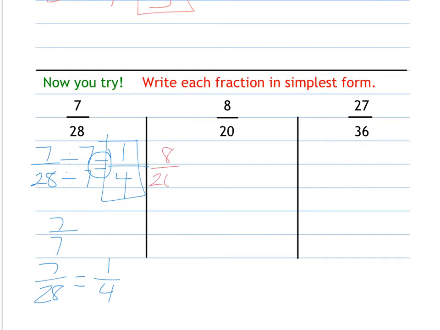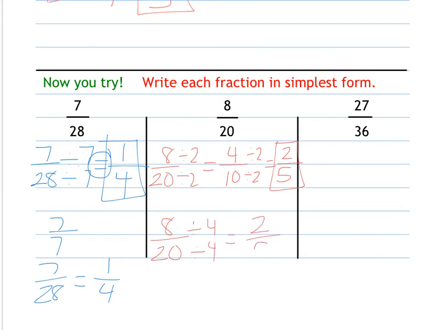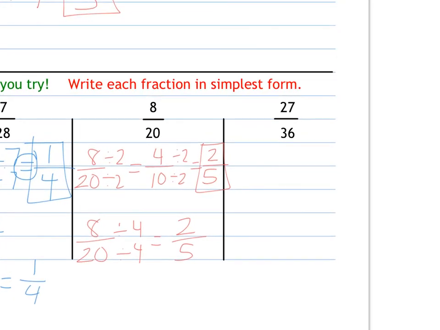8 over 20. I could start with just 2. So let me show you both ways. I automatically recognize 2, so I start there, and I get 4/10. Well, I recognize 2 again, so I divide both by 2 again, and I get 2/5. I could have gotten that right away had I divided right away by the greatest common factor, which is 4. I would have automatically got 2/5. So again, it just depends on what you prefer, what you see right away.